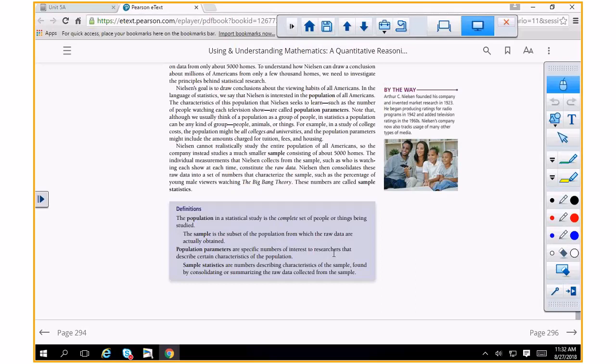The population is the Southeast. Everybody with me? The population is always your bigger entity. It's always your bigger number. Okay?